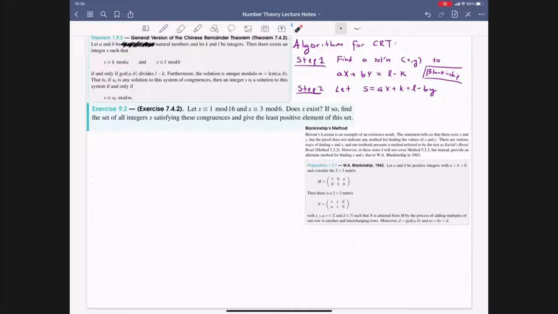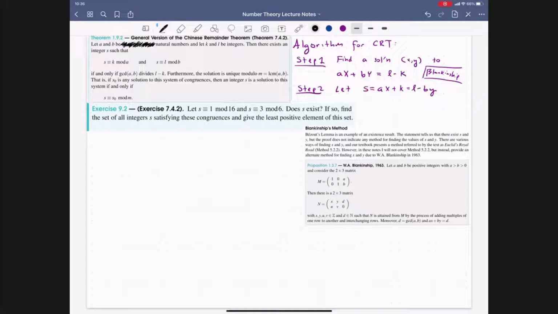We find a solution to the Diophantine equation. Once we have a solution to the Diophantine equation, we have the value s. And then we know that it's unique modulo the least common multiple of a times b. So let's go ahead and do this one. So first thing, I'm going to go ahead and write these congruences down. So instead of writing them down, let's go ahead and just label them.